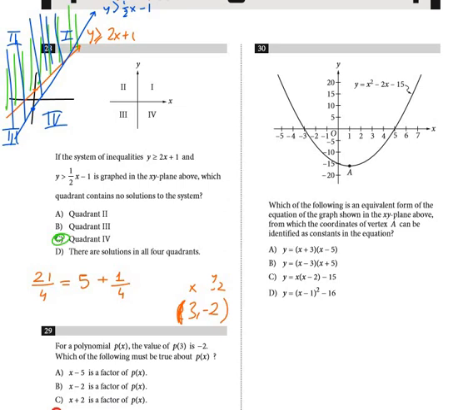Question number 30. Which of the following is an equivalent form of the equation of the graph shown in the xy plane above, from which the coordinates of vertex A can be identified as constants in the equation? So we were given the equation of this quadratic, and from this equation, from this graph, which of them can identify the coordinates of the vertex, which is point A? So we have to complete the square and find the vertex form of the quadratic equation. That verifies the fastest.